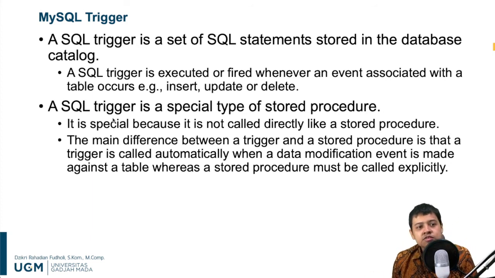An SQL trigger is a special type of stored procedure. So it is like the son or the daughter of the stored procedure. It is special because it is not called directly like a stored procedure. The difference between a trigger and a stored procedure is that a trigger is called automatically when a data modification event is made against a table, whereas a stored procedure must be called explicitly. So a stored procedure that is called automatically is called a trigger. That's the difference.